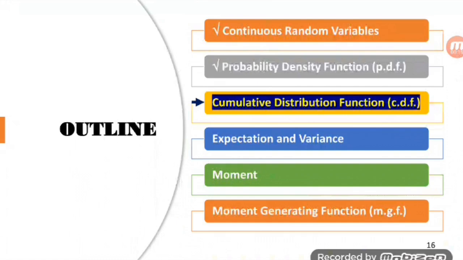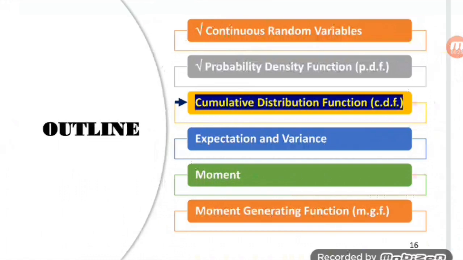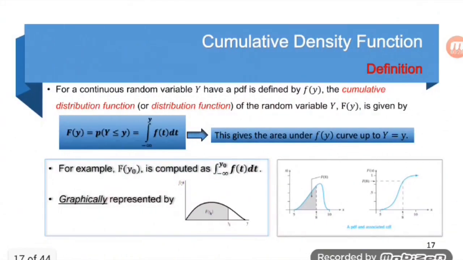Today we'll continue discussing the rest of the topic of chapter 4, the continuous random variables and their properties, and we'll start with the cumulative distribution function. I'm sorry, here this is cumulative distribution function, not density. I will fix this and then I'll upload them on Moodle.